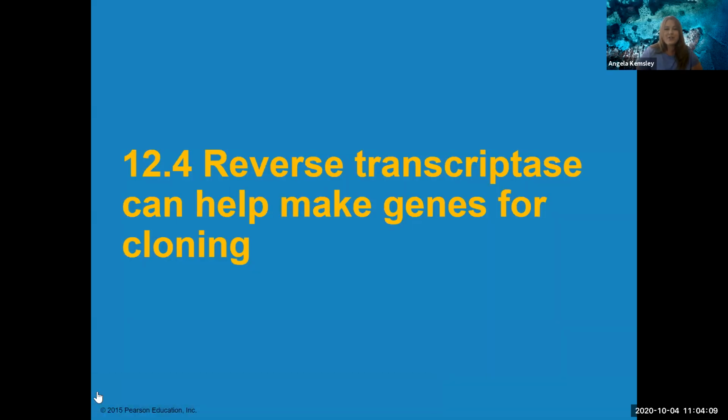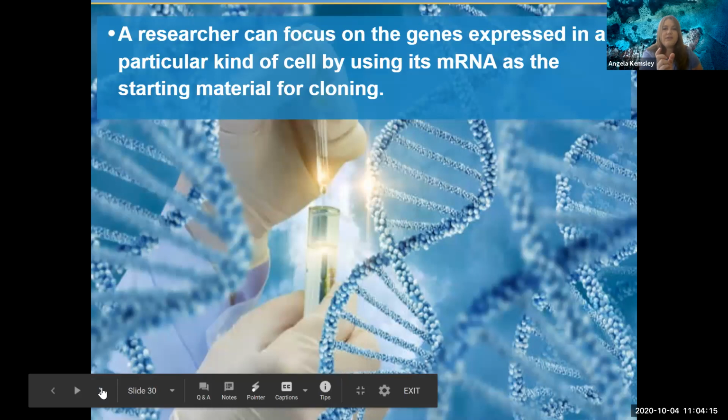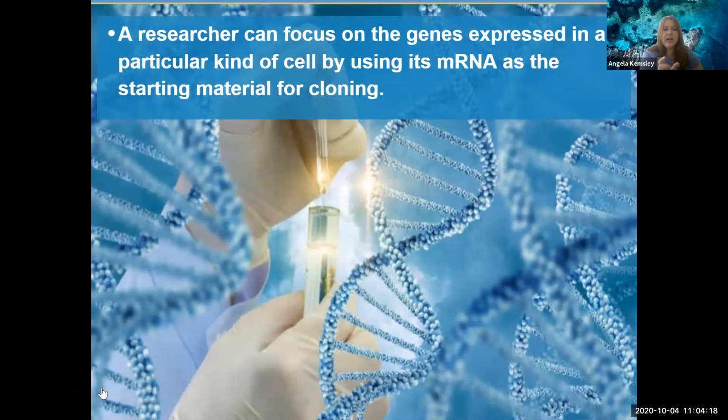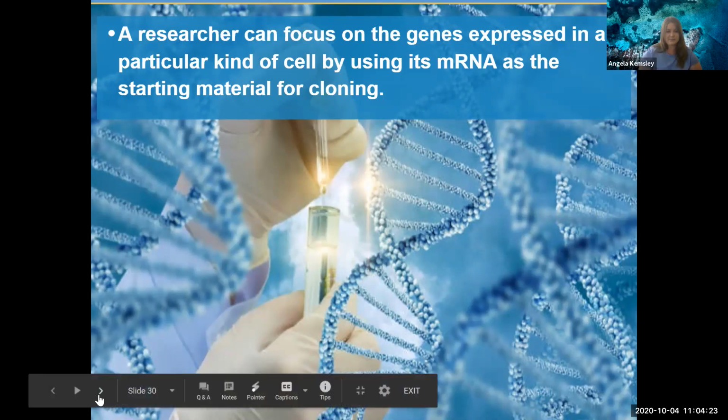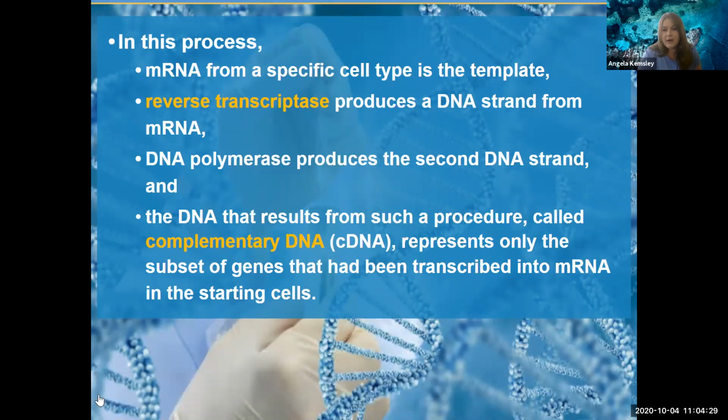All right, so let's look at reverse transcriptase, which can help us make genes for cloning. A researcher can focus on the genes expressed in a particular kind of cell by using its messenger RNA as the starting material for cloning. In this process, the messenger RNA, and remember we usually refer to that as mRNA, from a specific cell type is used as a template. Then something called reverse transcriptase produces a DNA strand from that mRNA. DNA polymerase produces the second DNA strand, and the DNA that results from such a procedure is called complementary DNA.